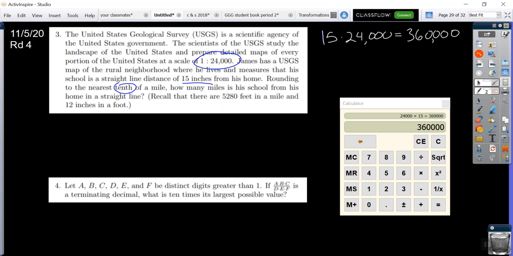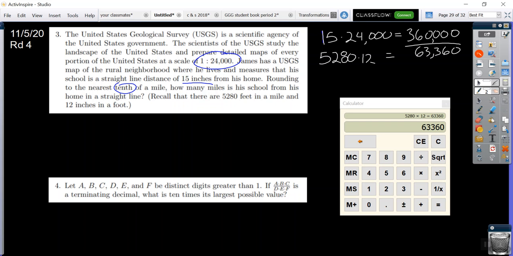I mean, it's in inches. I really want this in miles, right? So we need to figure out how many inches are in a mile. Well, being here in Denver, we should know that 5,280 feet are in a mile, and there are 12 inches in a foot. So 5,280 times 12 is equal to 63,360. So how are we going to figure out how many miles there are in this?